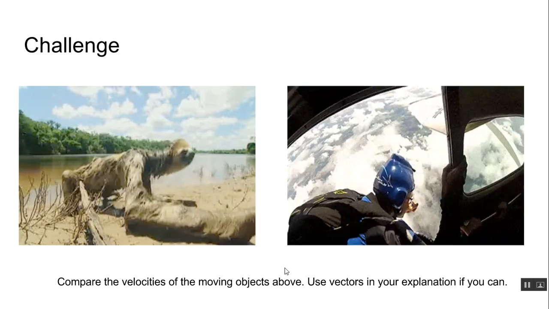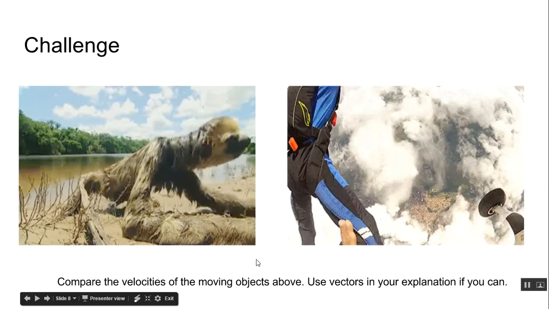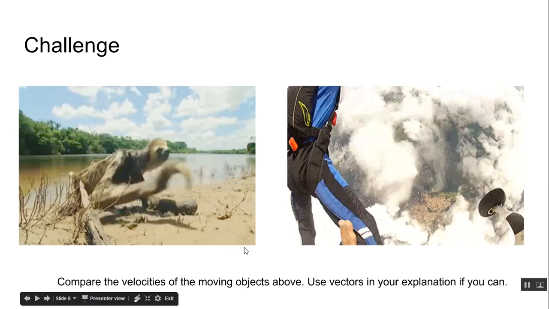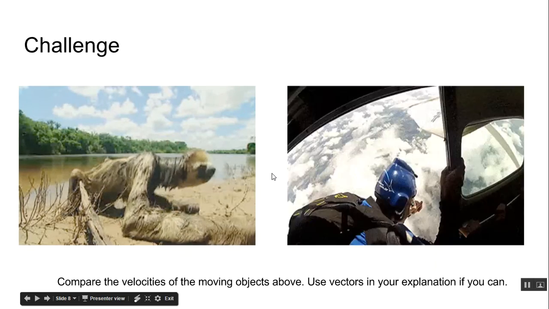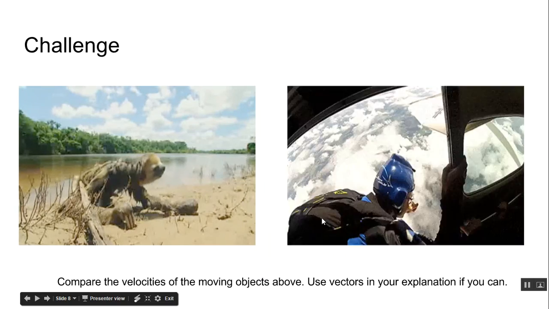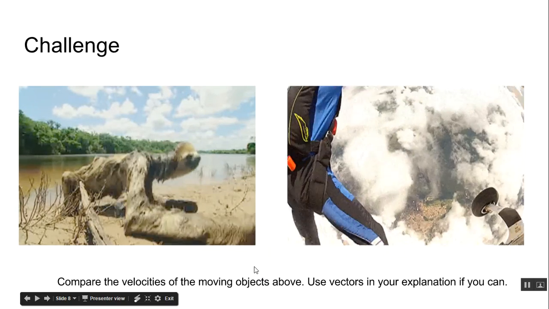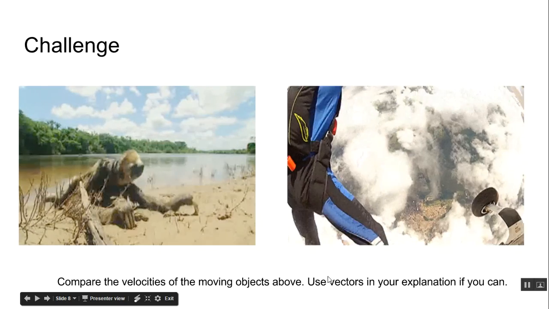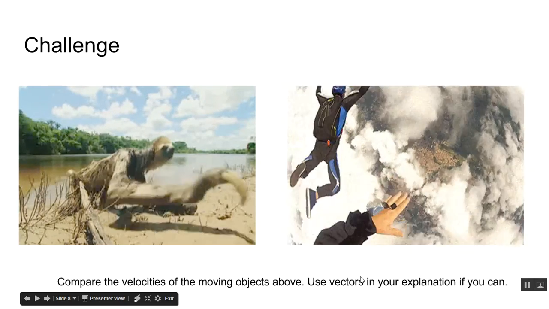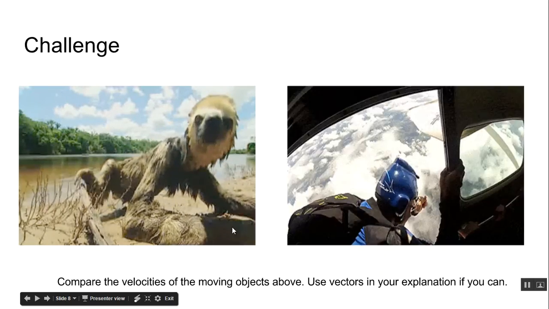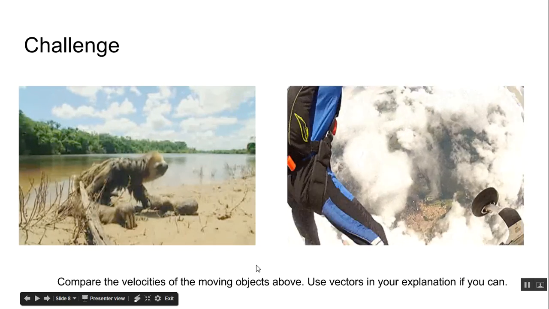We've got two animated pictures here. We've got a little sloth on this side and a courageous skydiver on that side. In your notebooks right now, I want you to compare the velocity of these two objects. I'd like you to do that in words, but then also try to use some vectors to explain what's going on with the velocities in this animation compared to this one.